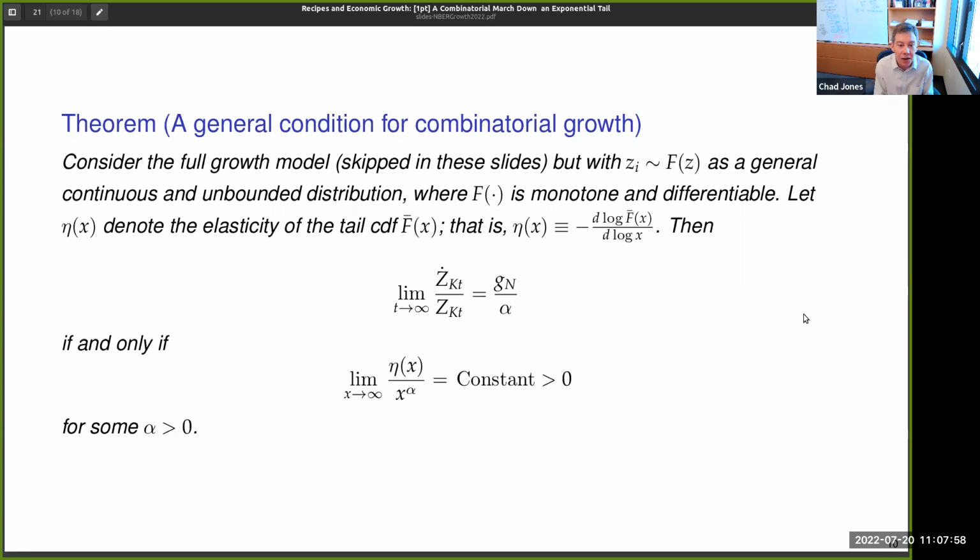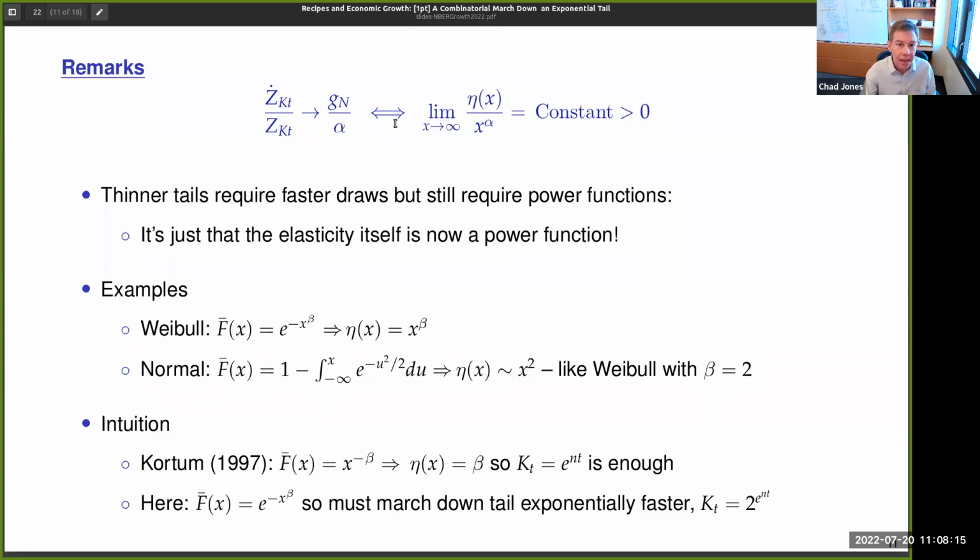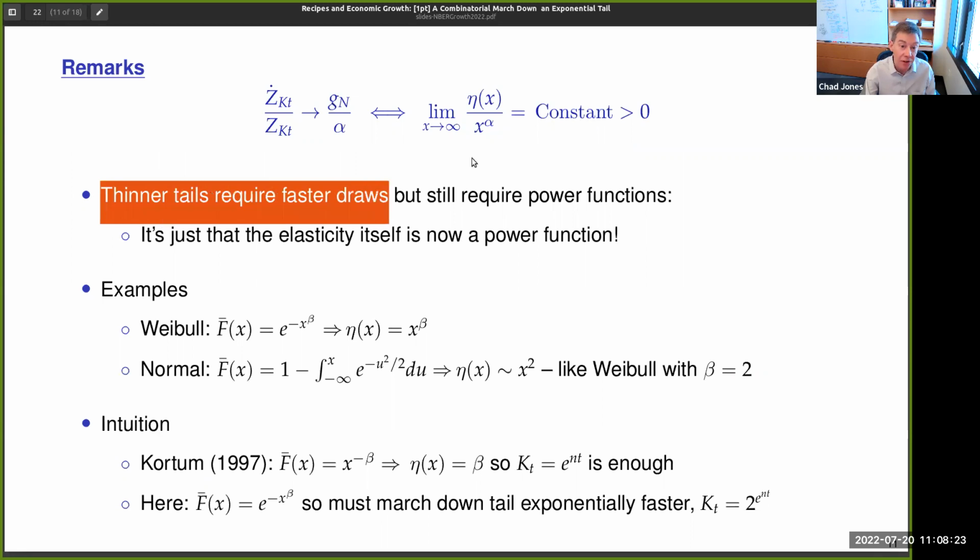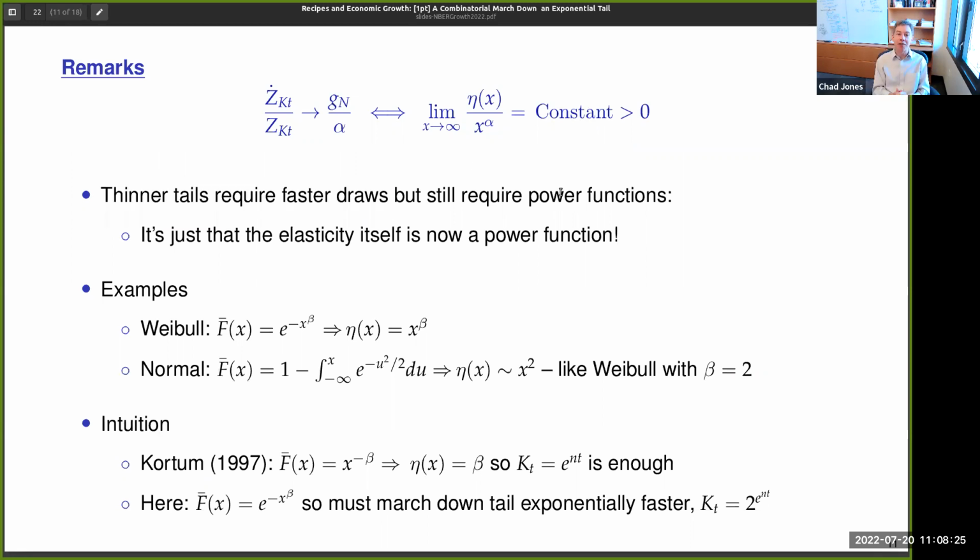And the nice result here is an if and only if result. If you want exponential growth in the max at a rate gn deflated by some value alpha, you get that if and only if the elasticity of the tail CDF is asymptotically a power function with exponent alpha. Okay, so that's just restating the result. What you see here is that we've got a thinner tail. Thinner tails require faster draws, but they still require power functions. Power functions are absolutely essential in growth models. What's going on here is it's just the elasticity itself is now a power function.